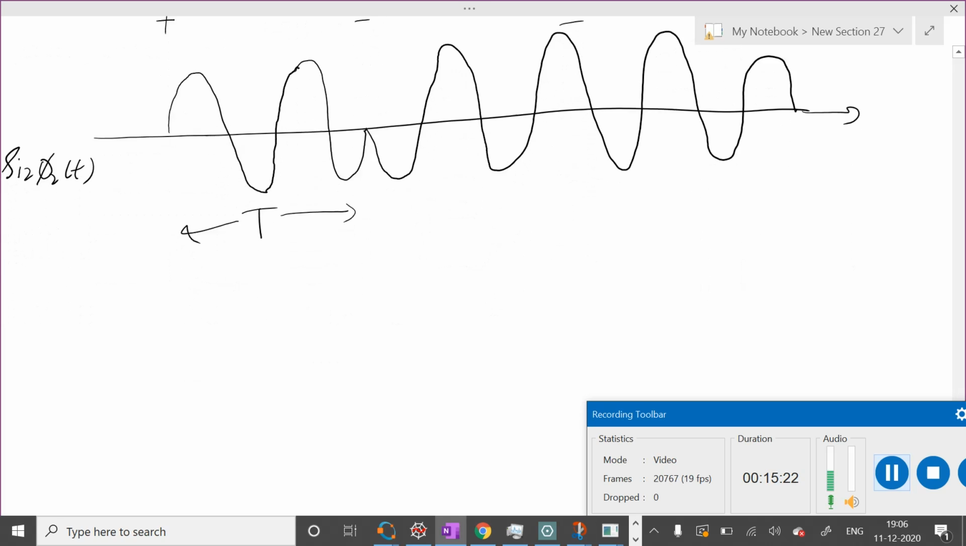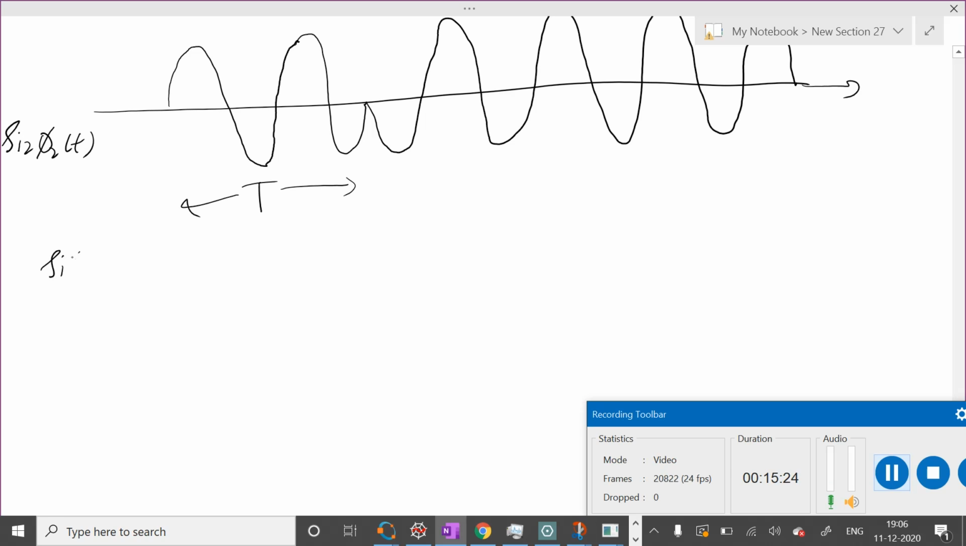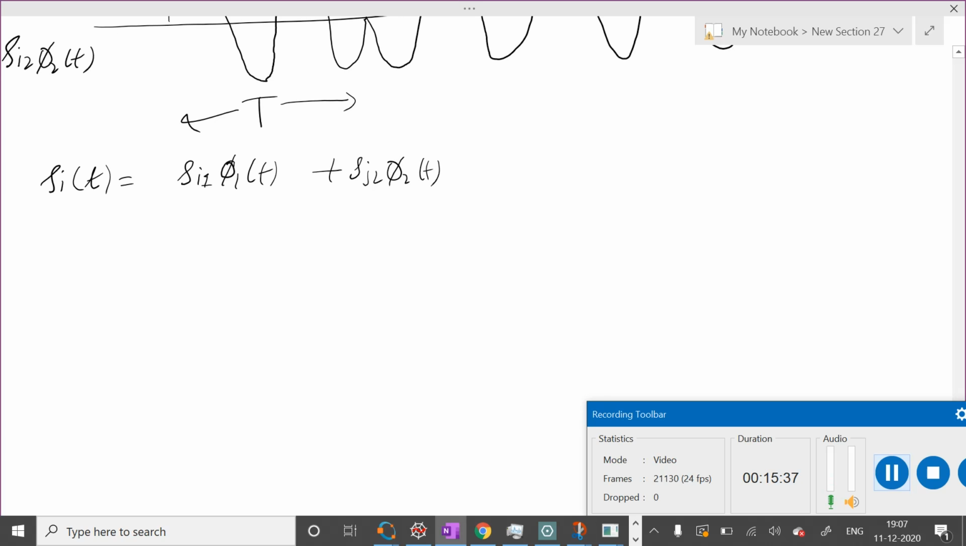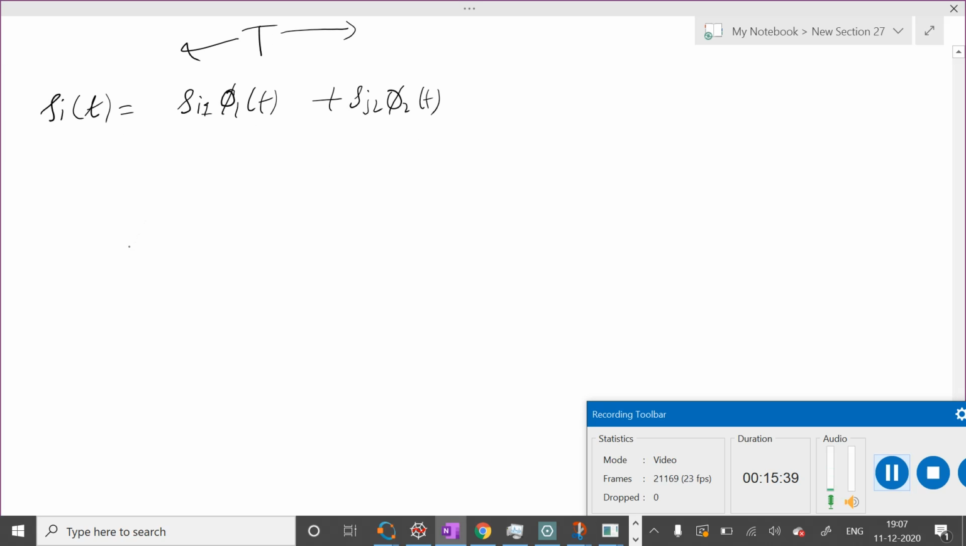And then what will be Si of t? Si of t is Si1 phi1 of t plus Si2 phi2 of t. So you have to add them up. So if you add them up, okay, the overall signal will look like this.